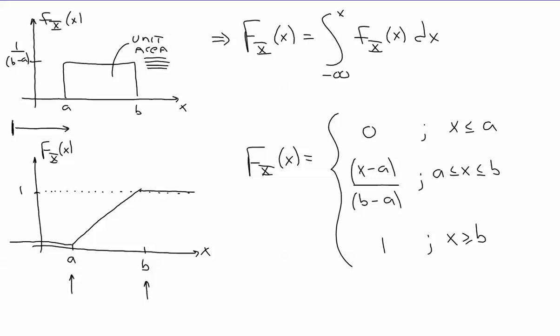The PDF just is sort of a squarish looking function with unit area there. And the cumulative distribution function is just a straight line starting at 0, going up to 1 linearly from point A up to point B. All right.